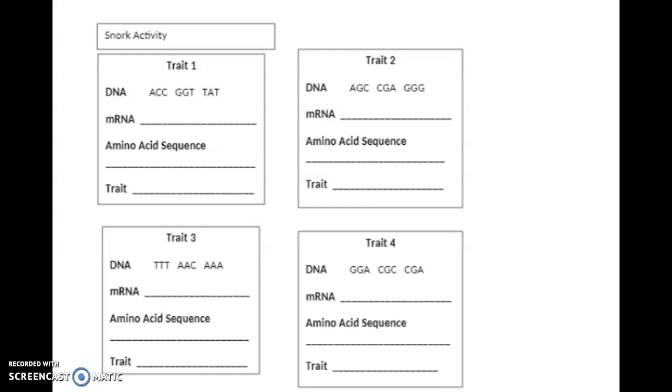We're going to start with our transcription. We're going to transcribe our mRNA from our DNA. So we have AAC, GGT, TAT. And when I start typing, I can't see them anymore, so I've got to try to remember those.